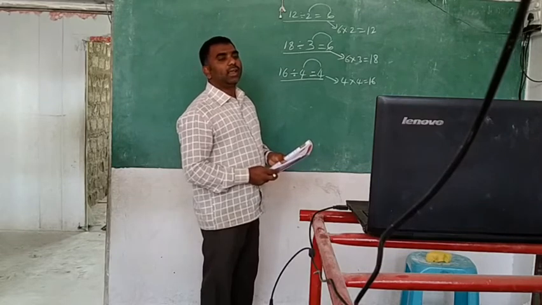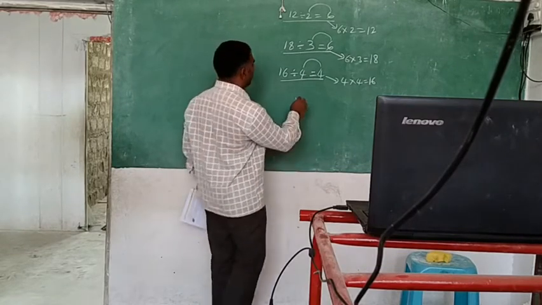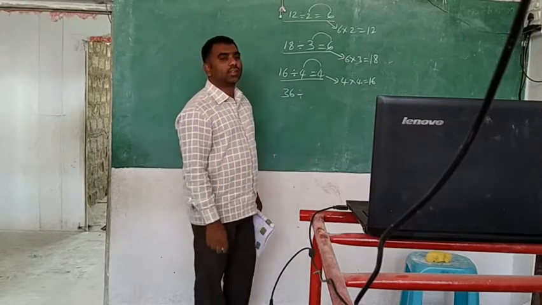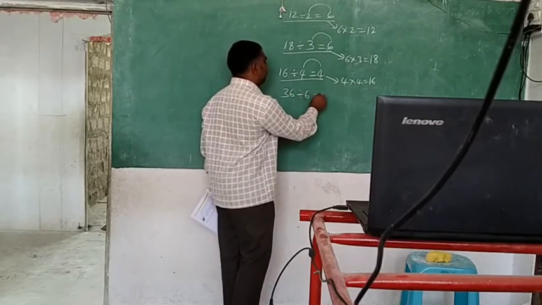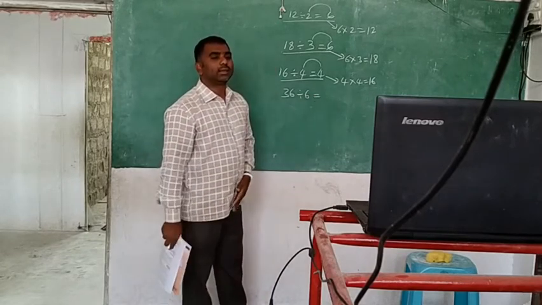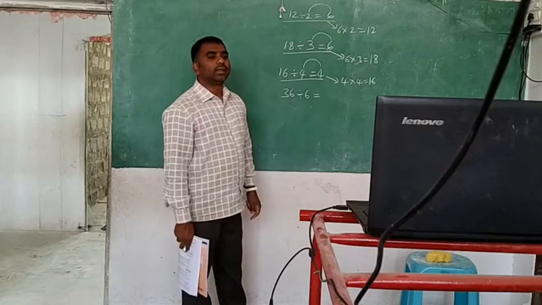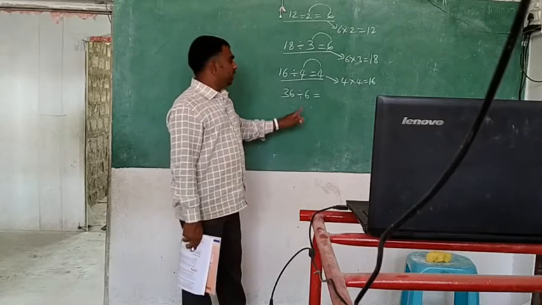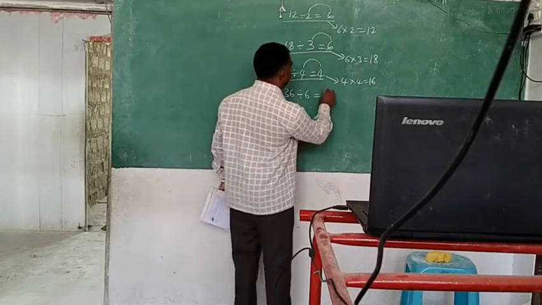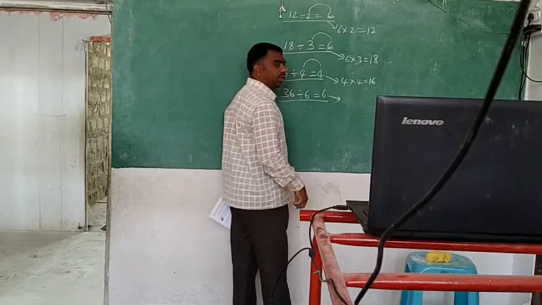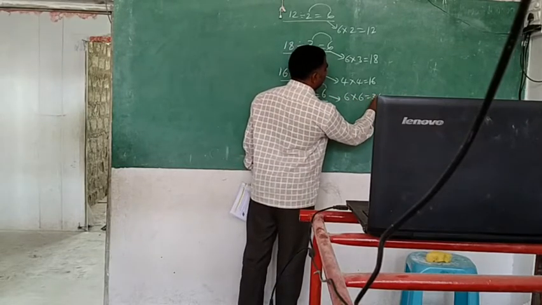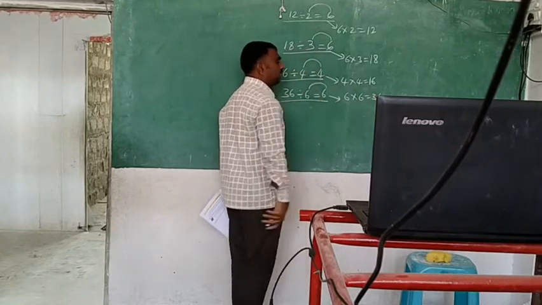How many are there? 36. If you divide the 36 eggs into 6 rows, in each row how many eggs are coming? Very good, 6 eggs. So from this what can you say? 6 6s are 36.